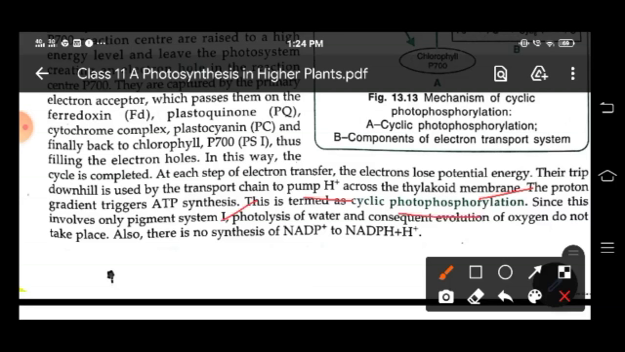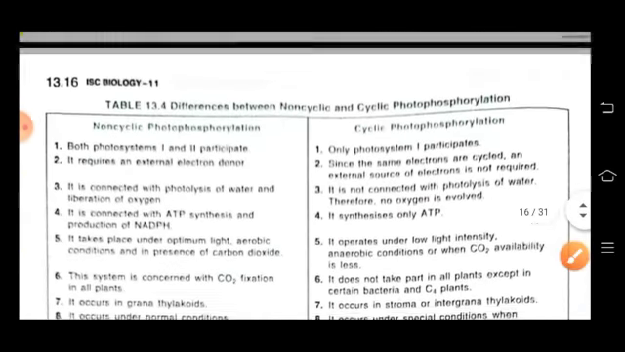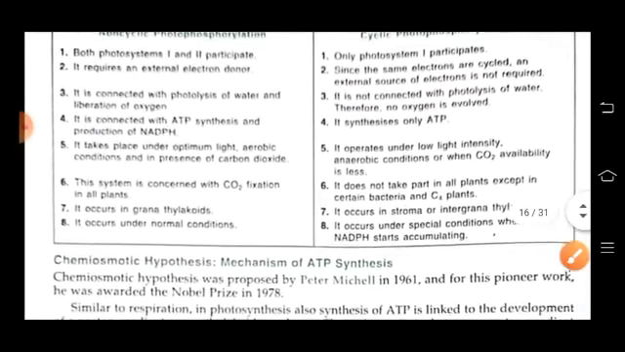Since only the pigments of photosystem 1 are involved, photolysis of water and consequent evolution of oxygen do not take place in cyclic photophosphorylation, and there is also no synthesis of NADPH plus H+ from NADP. There is a difference between non-cyclic and cyclic.